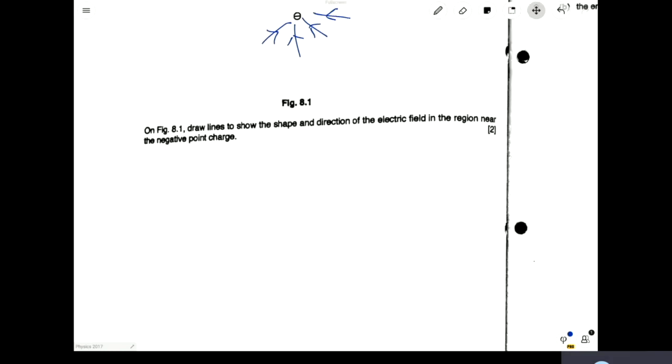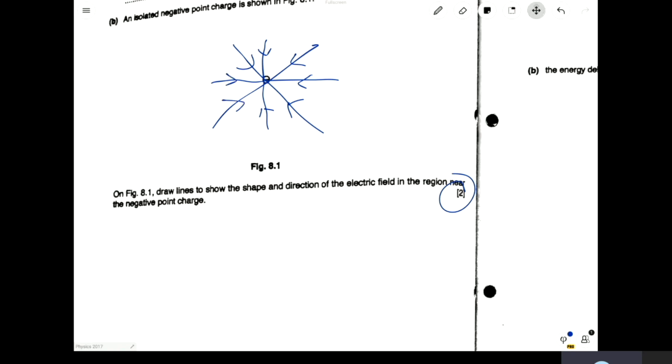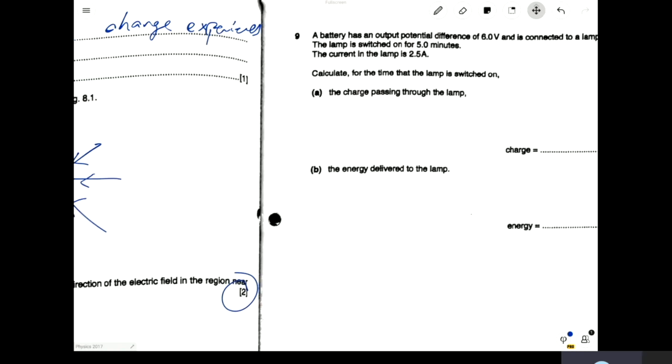Well, this is 2 marks, no? Just like that. Better draw properly. Okay, arrow in. Okay? Make them happy, right?